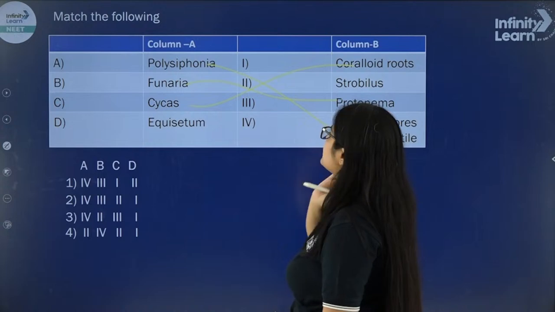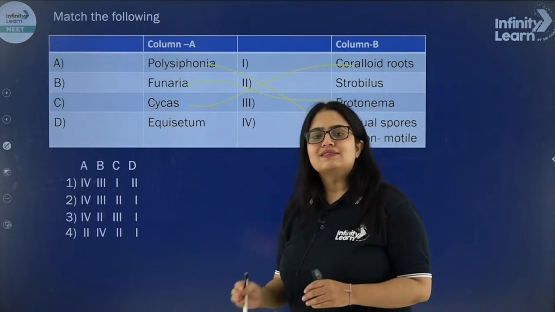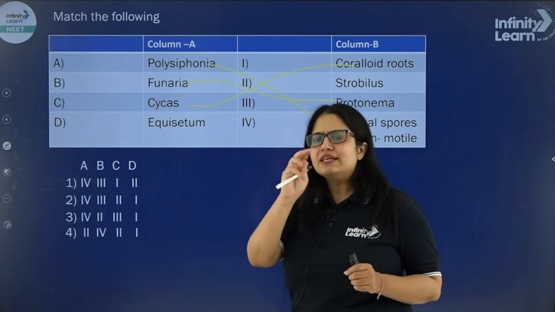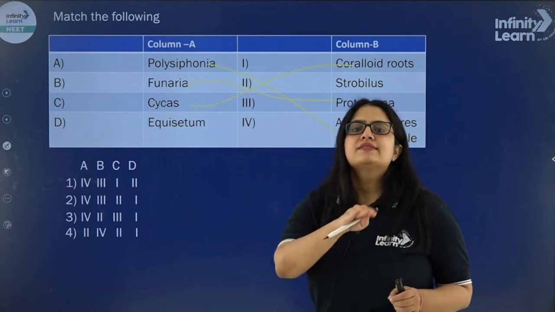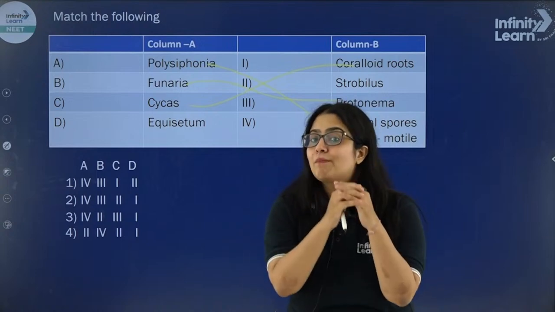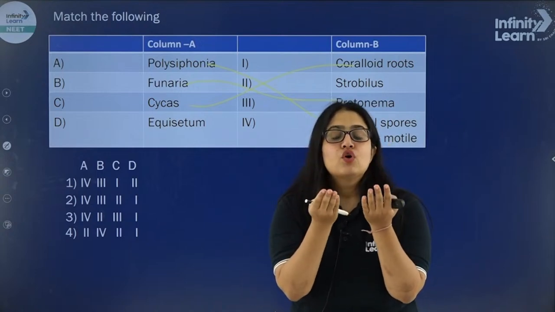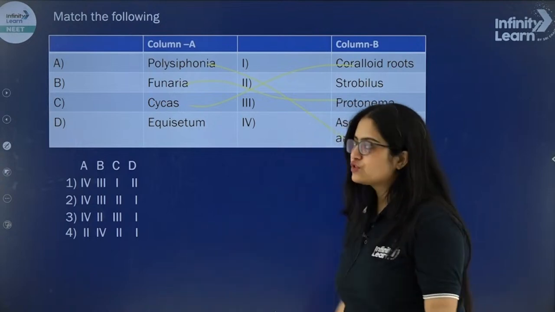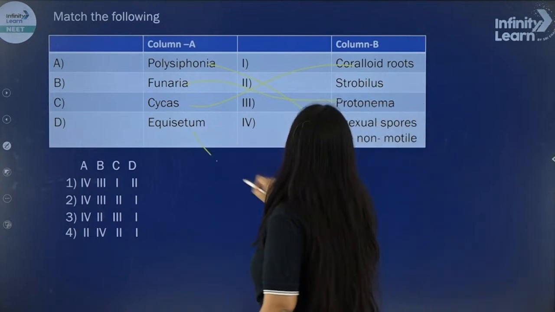Next is, my lovely kids, Equisetum. Equisetum is an example of a pteridophyte, and in some or few members of pteridophytes, the sporophylls are compactly arranged to form a cone-like structure, also known as strobilus or strobili. So, it is seen in Equisetum.